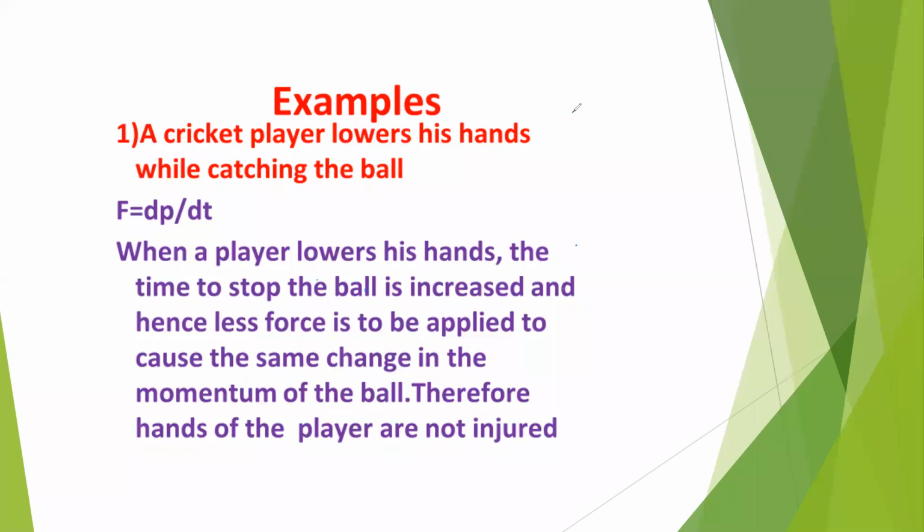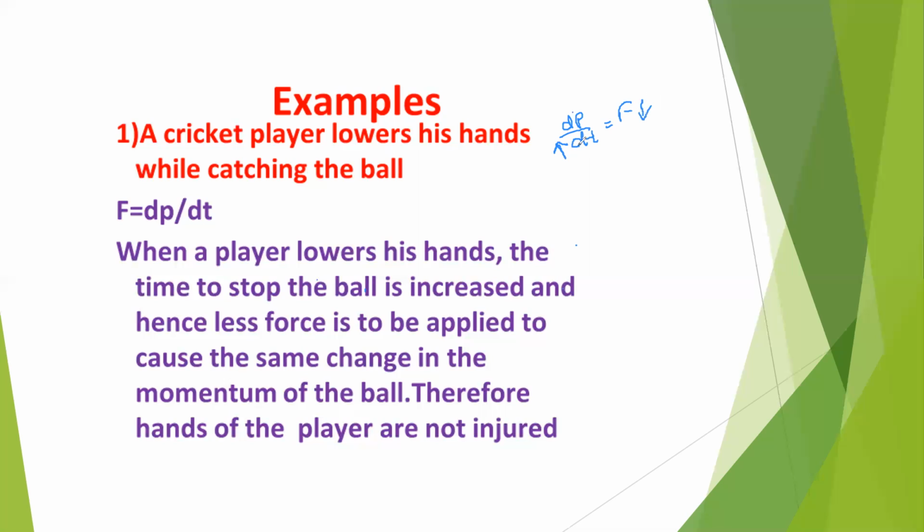Our expression is dp divided by dt, which is equal to force. This is our Newton's second law statement. What it is saying is, when you lower your hand, the time will increase a little to reach your hand. Hence, less force needs to be applied to cause the same change in momentum of the ball. Because of the little more time, the force impact is less.